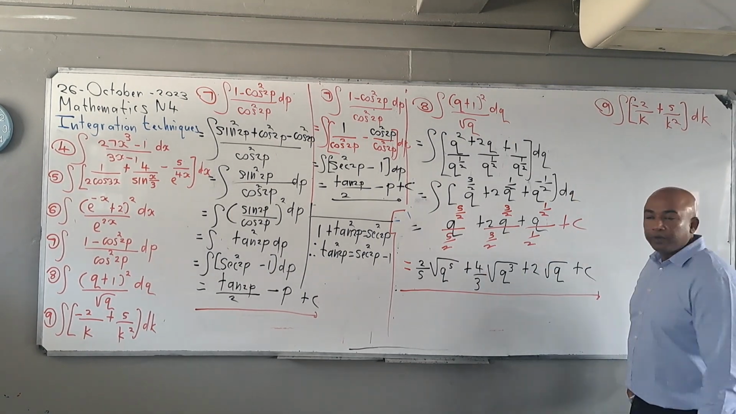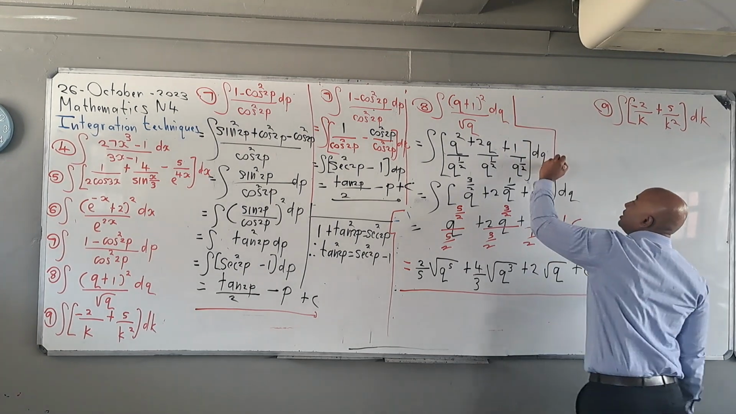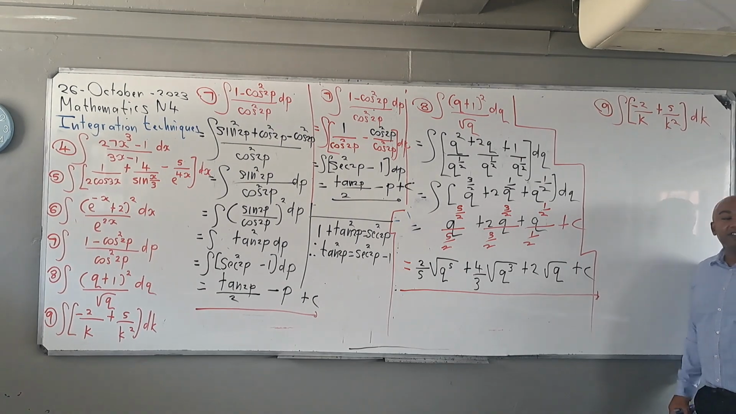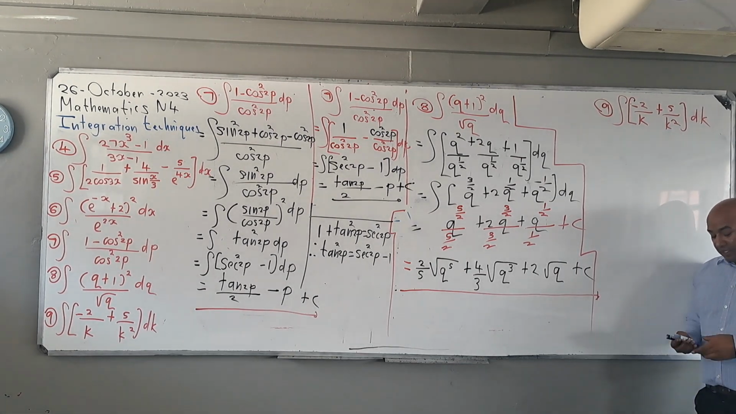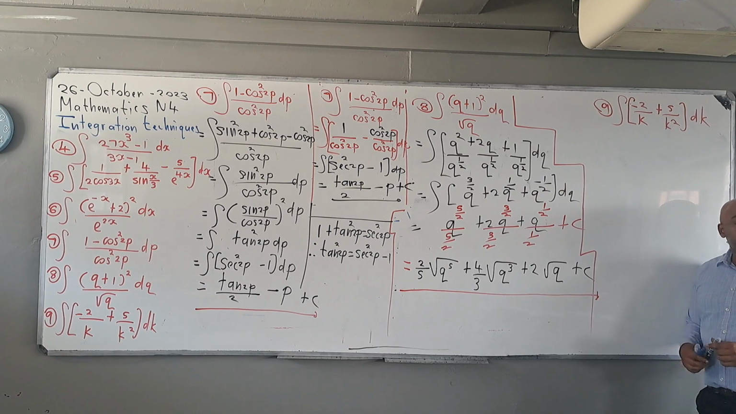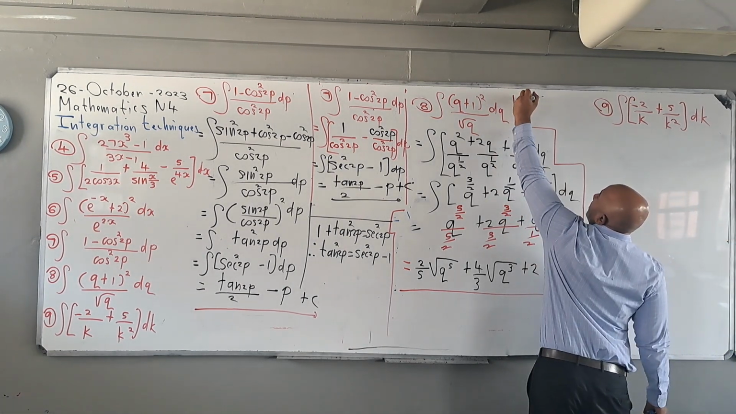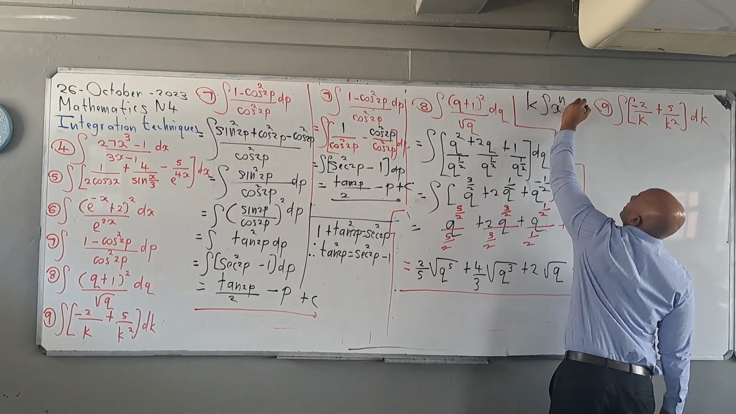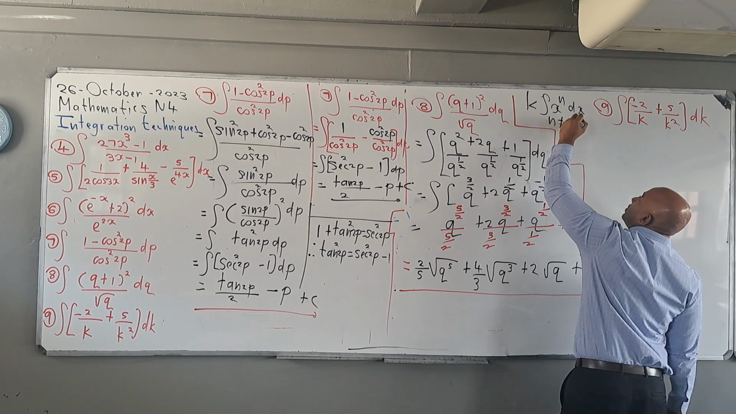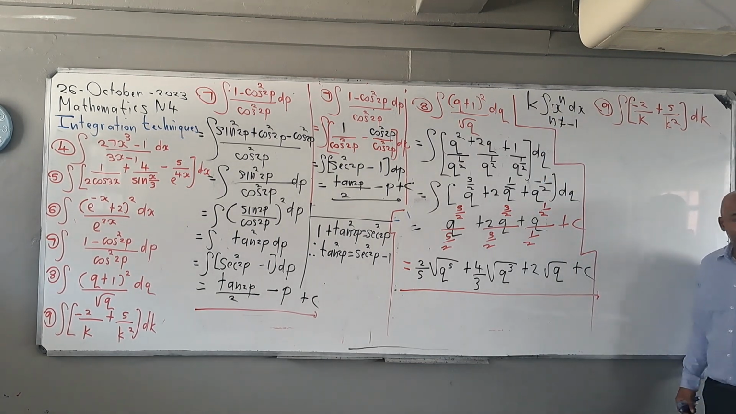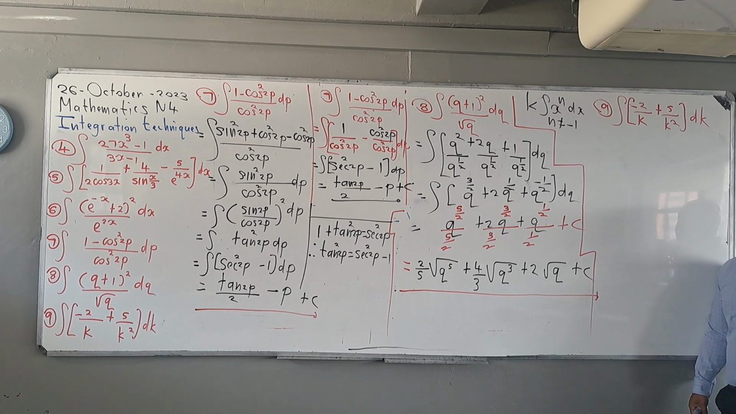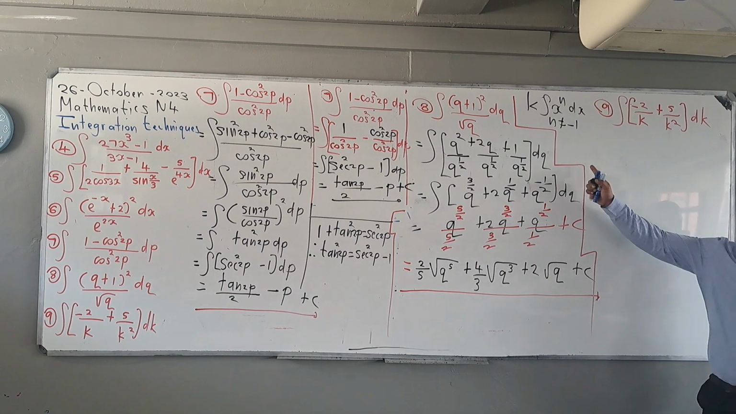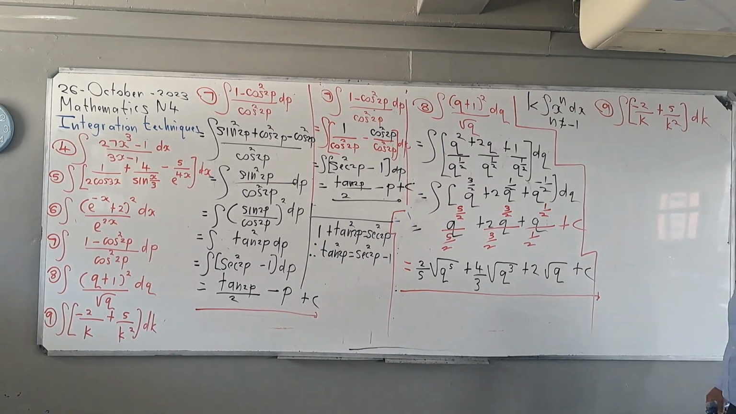Alright, let me finish the last one here quickly. This one will be quick. Alright, so now what situation do we have here? Let's go back to, remember this, when you have k x to the power n, your n must not equal -1. n must not equal -1 when you apply the formula. So basically you cannot apply the formula if your n is -1. That's basically what I mean.